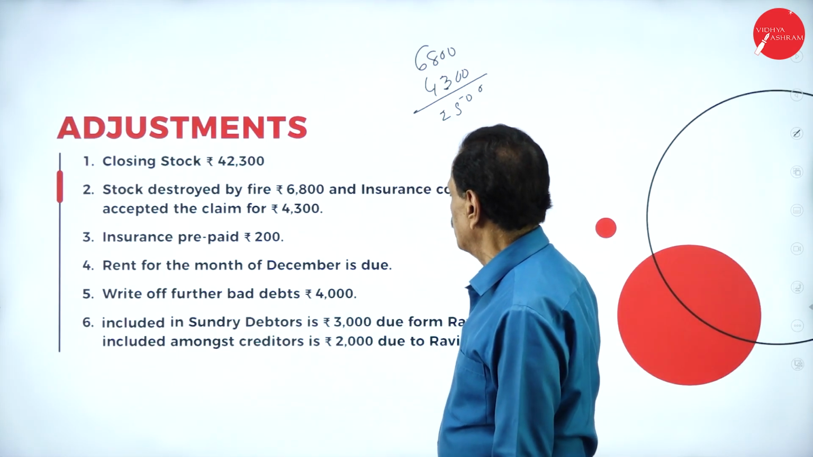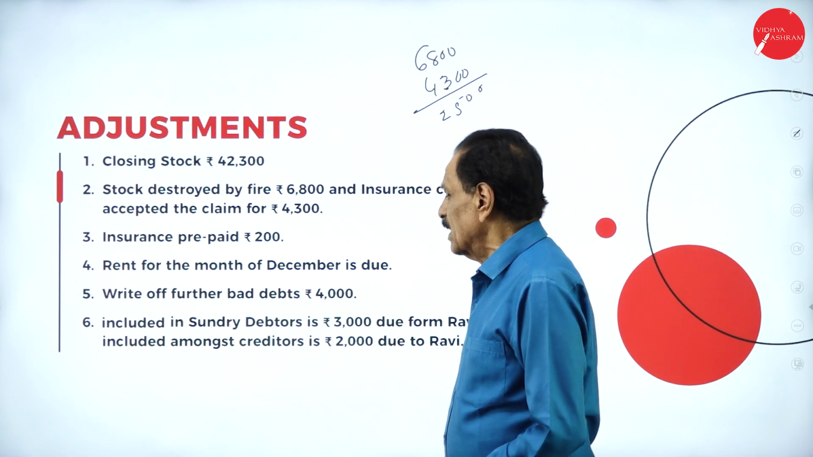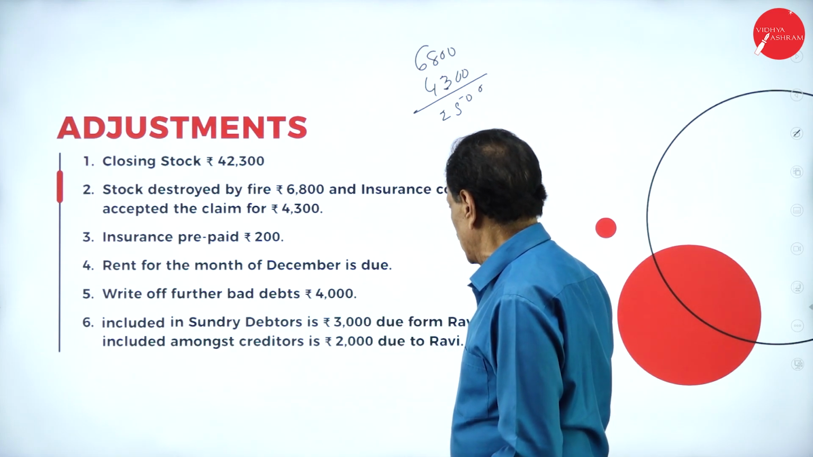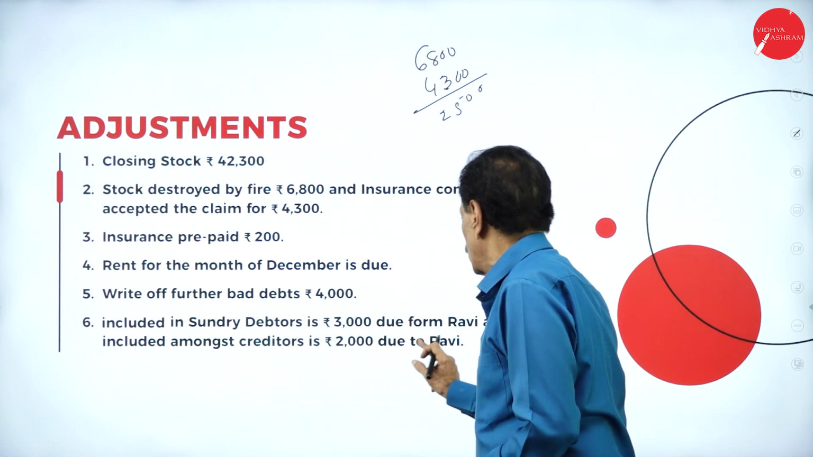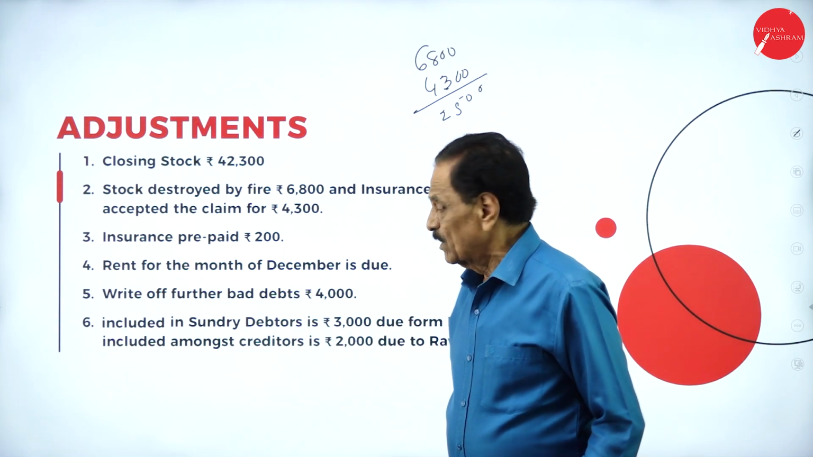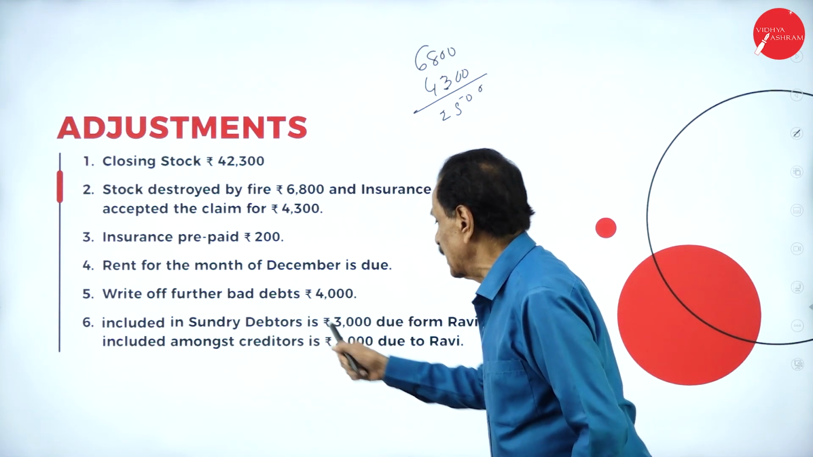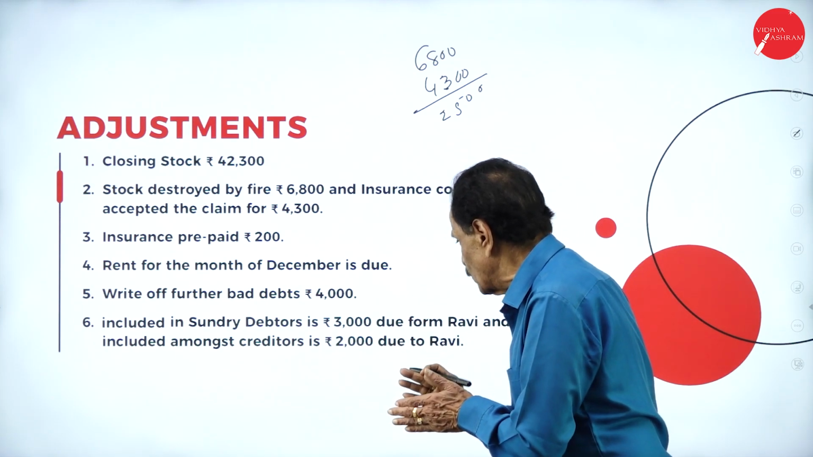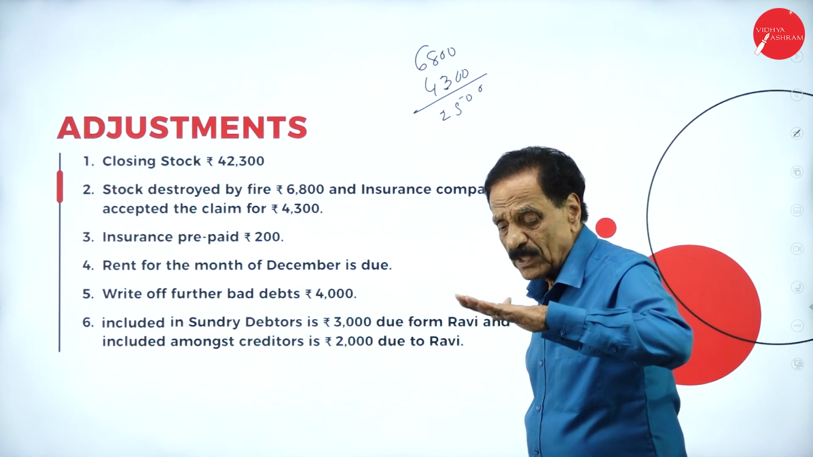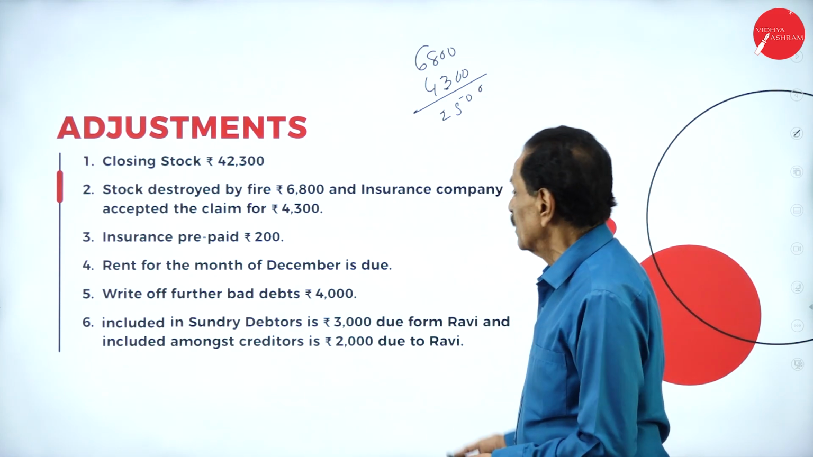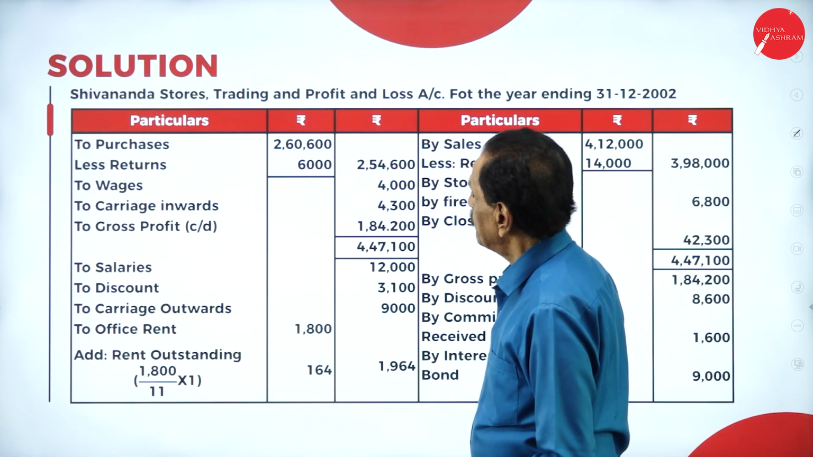Then the problem says further bad debt of rupees 4,000. Included among the debtors is 3,000 due from Ravi. Included among the creditors is 2,000 due to Ravi. So, included among the debtors, we have to receive how much? 3,000. How much you have to pay to Ravi is 2,000. So, there is a difference of 2,000. That I am going to explain.